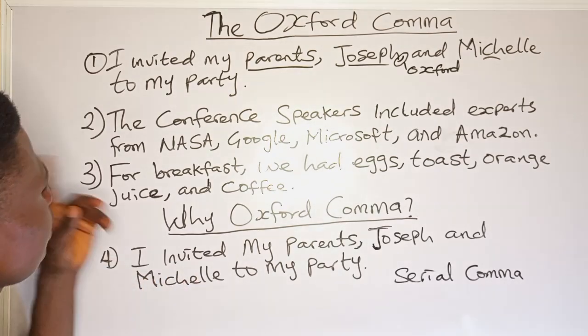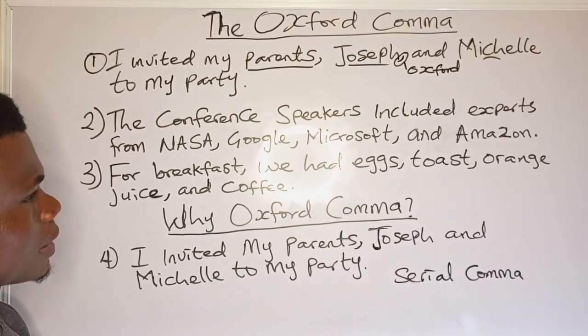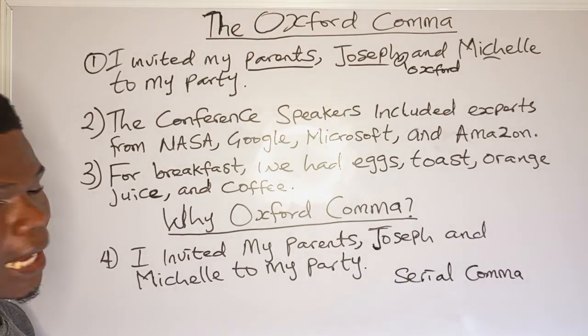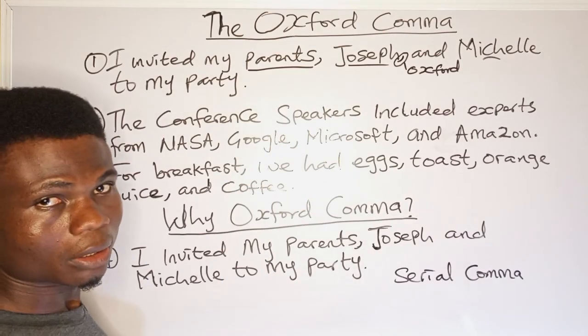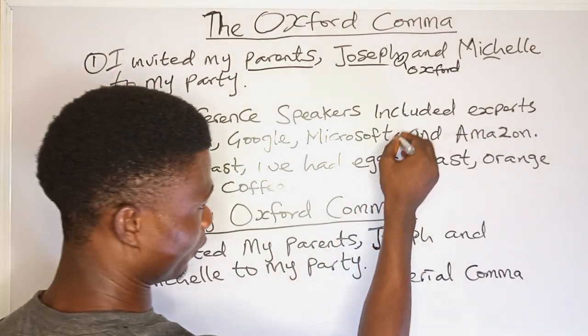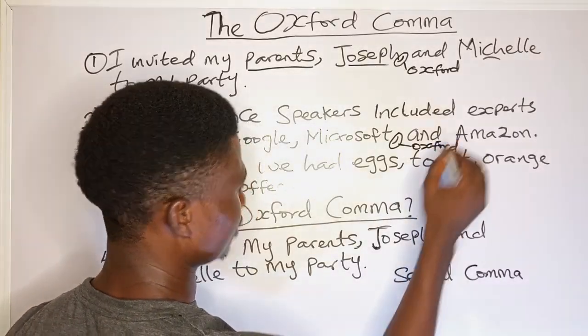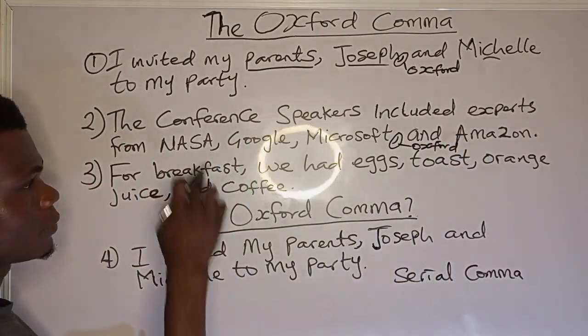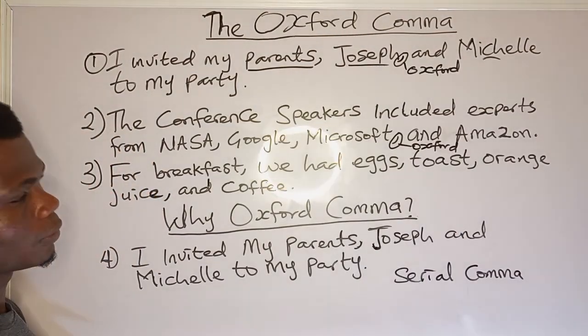Alright, so now the second: The conference speakers included experts from NASA, Google, Microsoft, and Amazon. The first 2 commas are not Oxford, but the last, before and, is Oxford. And you also see that we have 4 items in the list, so you can now have an Oxford comma.